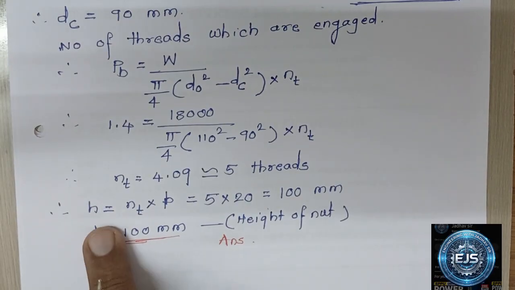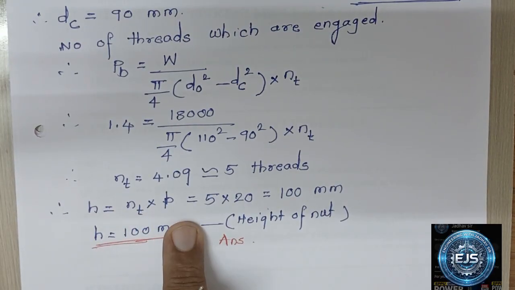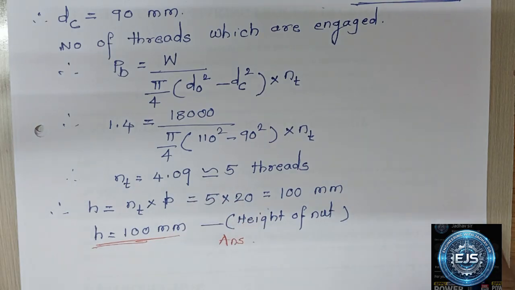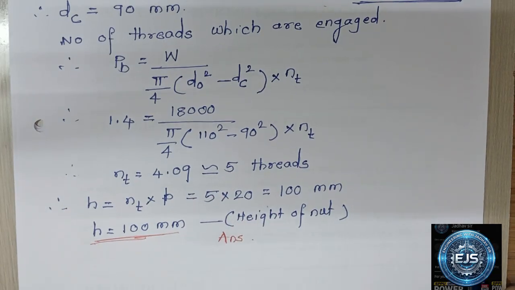तो n कैलकुलेट किया, height of the nut is equal to n into p. So nt is nothing but number of threads actually engaged multiplied by pitch is 20. So we get the height of the nut. So in this way we have to solve the problem on a two-start square threaded power screw for this application.